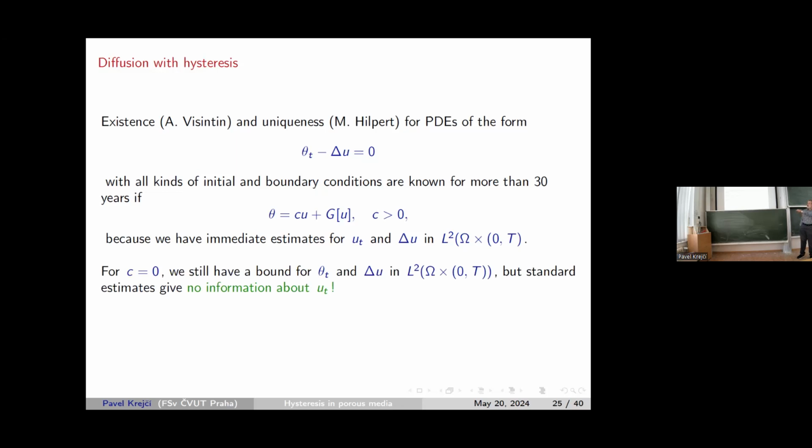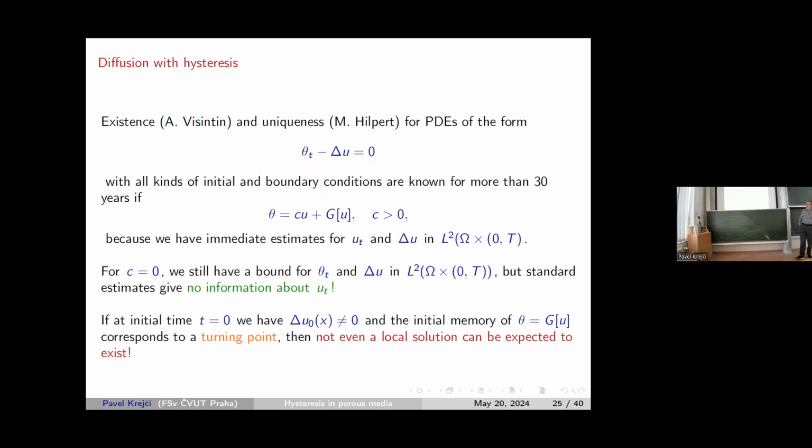Now, even in this case, if you have just the Laplacian, but for c equal to 0, we still get a bound for theta_t because we test this equation by u_t. We have u_t theta_t, which is something like theta_t squared, but this does not say anything about u_t. So even in this simple case, we do not have any a priori information about it.